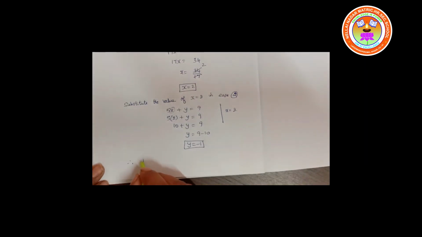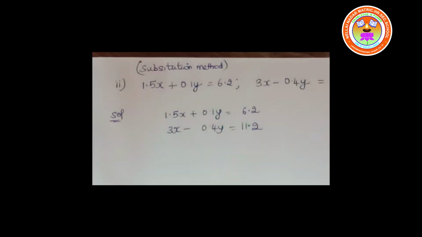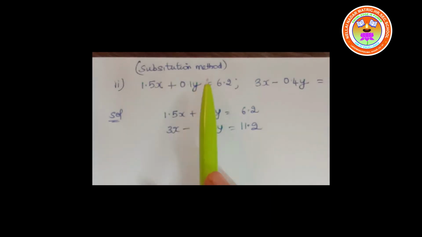Therefore, the value of x is equal to 2, y is equal to minus 1. Is it clear, children? So we can see the next sum. Now the second subdivision, children. Solve using substitution method.